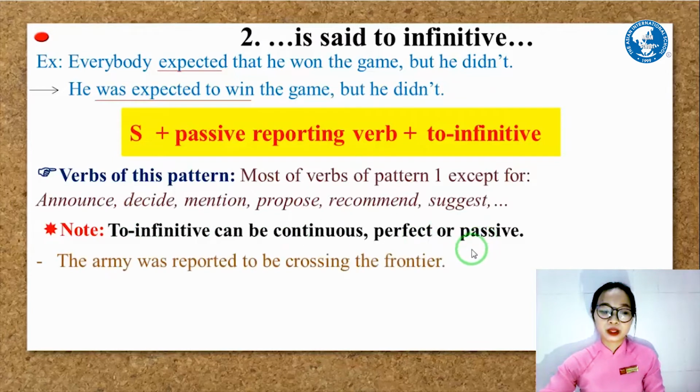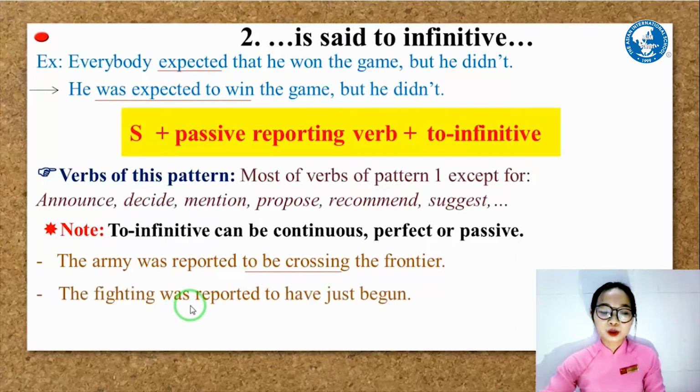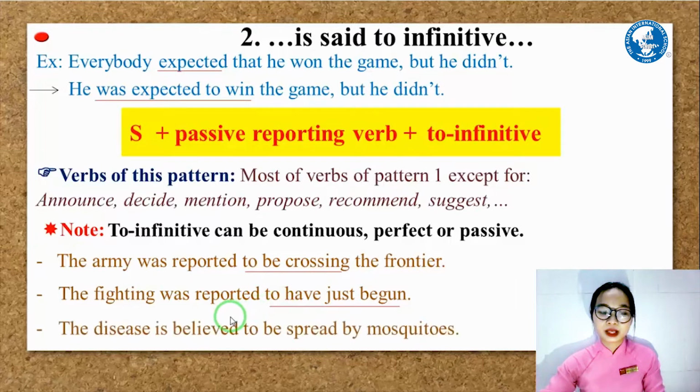For example, the army was reported to be crossing the frontier. And in this sentence, to be crossing is continuous. The fighting was reported to have just begun. And to have just begun is perfect to infinitive. The disease is believed to be spread by mosquitoes. And to be spread is passive to infinitive.